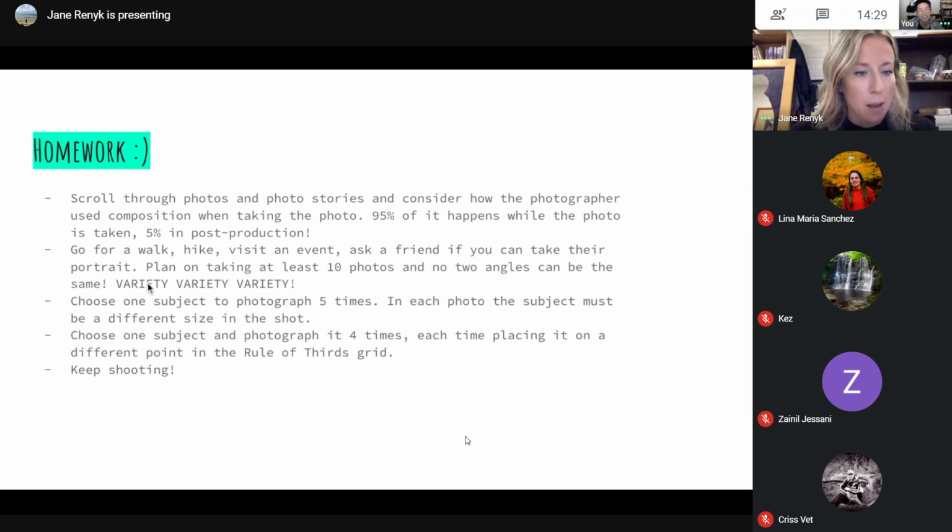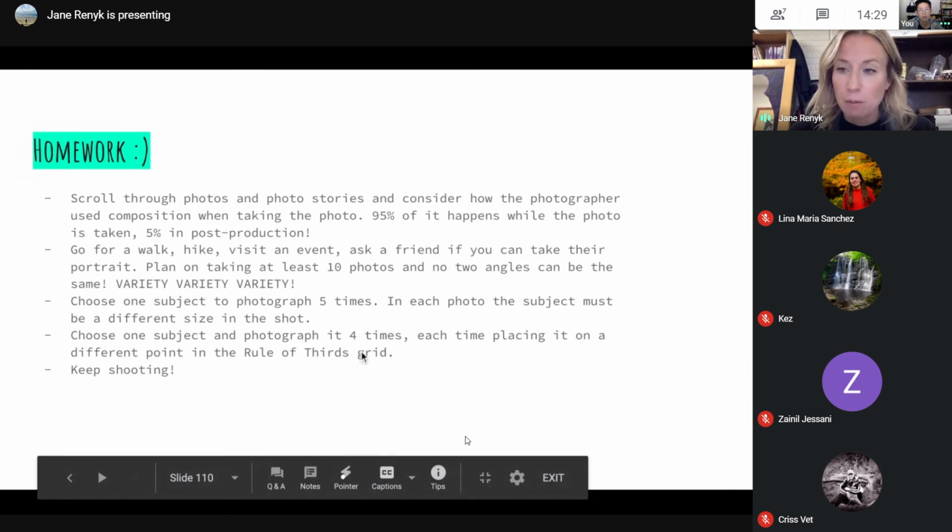That's how we learn. Choose one subject and photograph it 5 times, and in each photo the subject must be a different size in the shot. So that's talking about scale. Sometimes it'll be really good when it's huge and filling the frame, and sometimes there's a real impact having it minimal and small in the frame.